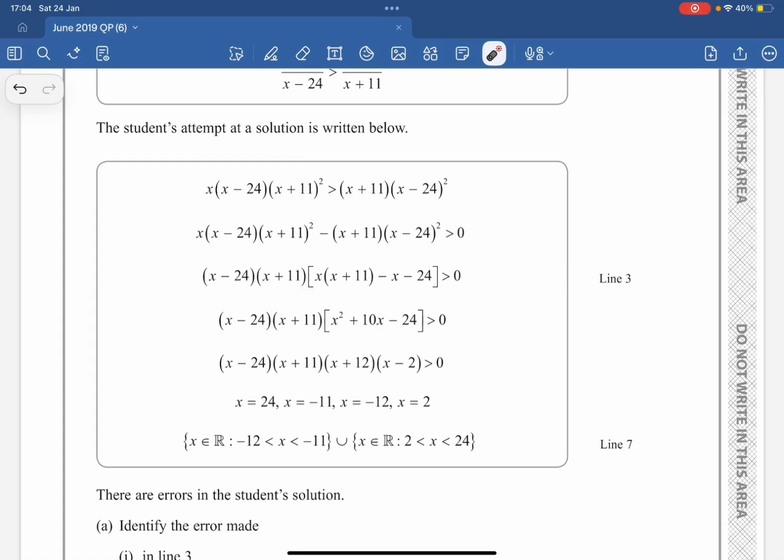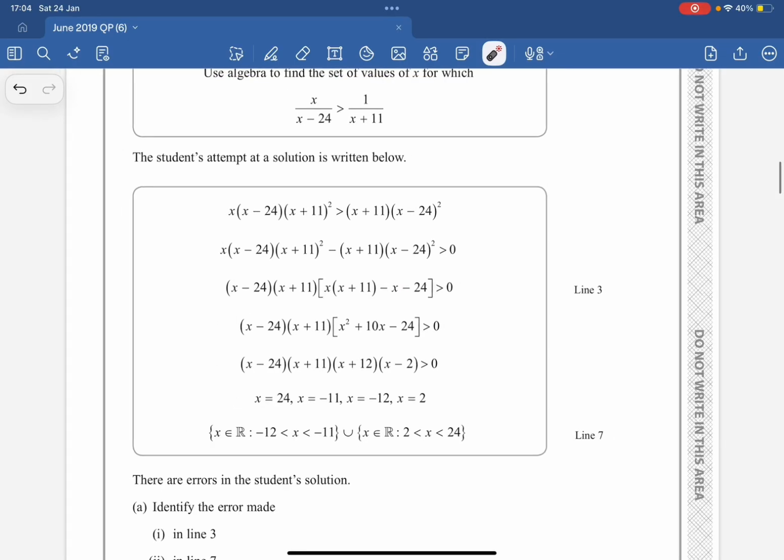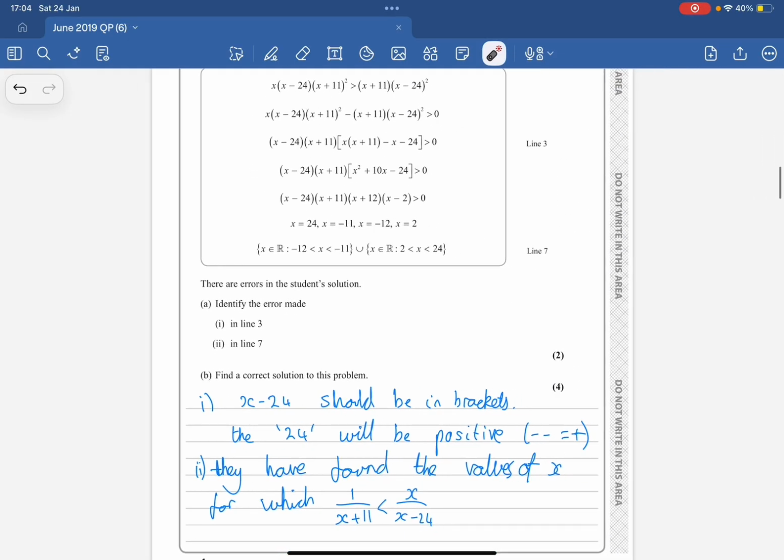But they just haven't been careful with this x minus 24. It would have to be in a bracket. Because if you think about it, if it wasn't in a bracket, this sign here stays negative, rather than becoming positive, which will just give us completely incorrect solutions. So that's the first mistake.